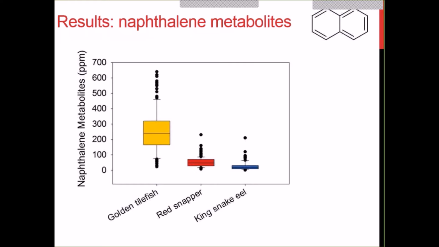But what we didn't expect was that king snake eel would have very low, even the lowest levels that we've measured. PAH metabolites are a very common validated biomarker of exposure to PAHs. However, here we are comparing 3 different species. So these data could be reflecting not only differences in exposure, but differences in physiology. Maybe there's some physiological difference between the 3 species, especially with the king snake eel, maybe leading to them having lower levels of PAH metabolites.